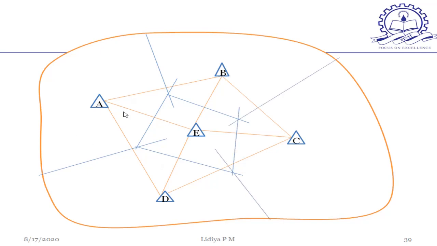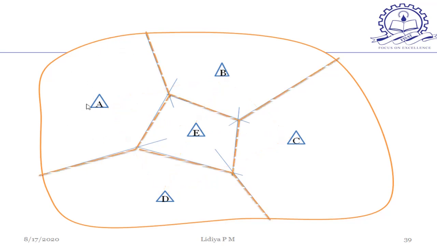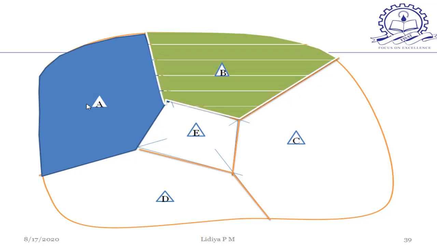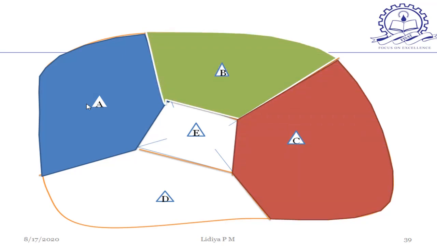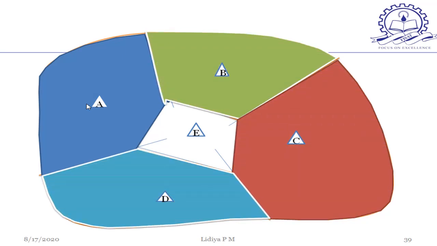So identify the area which is coming under station A. This much area is coming under station A and this much area under B, this much area under C, this much area under D, and this is the area coming under E. So this is how we are calculating the areas. Then you can use the previous equation for calculating the average depth of rainfall.